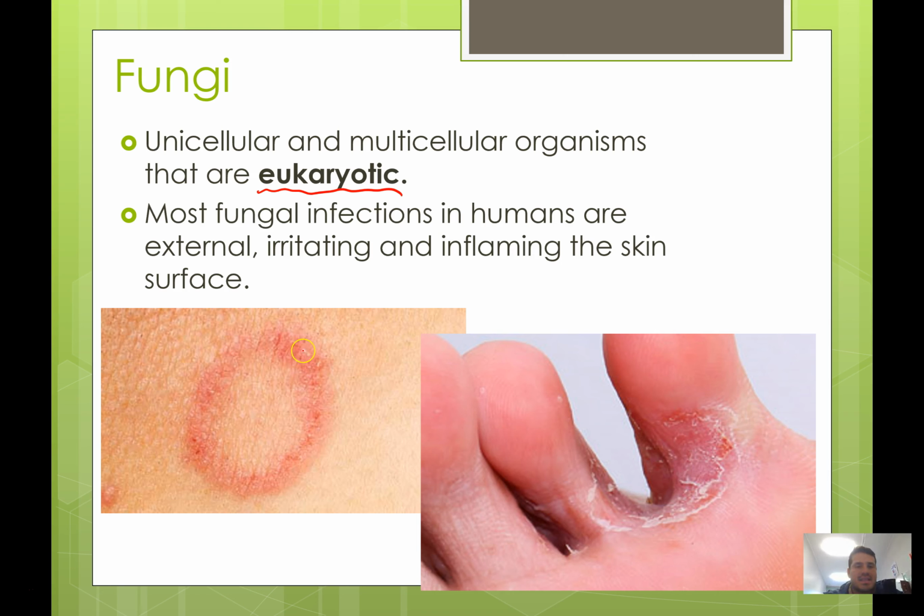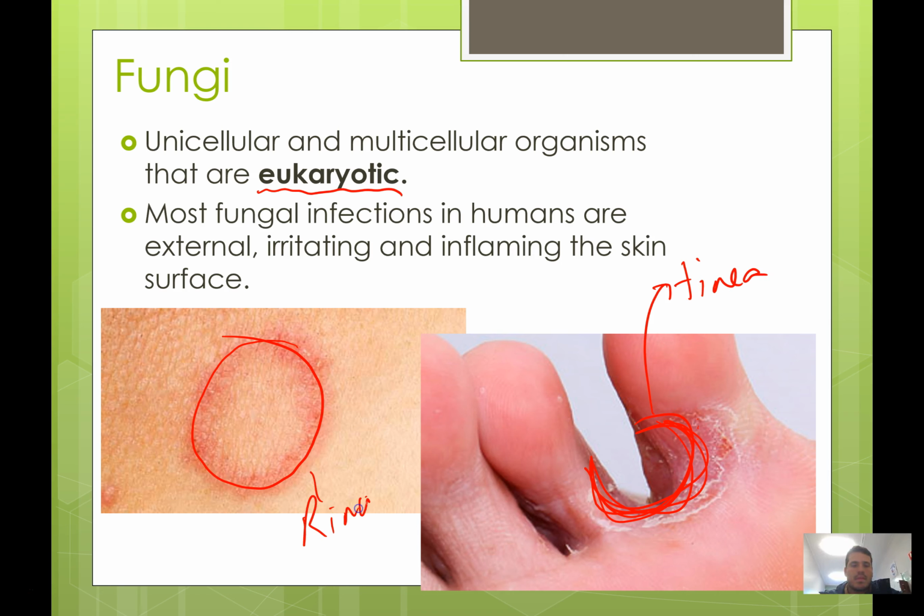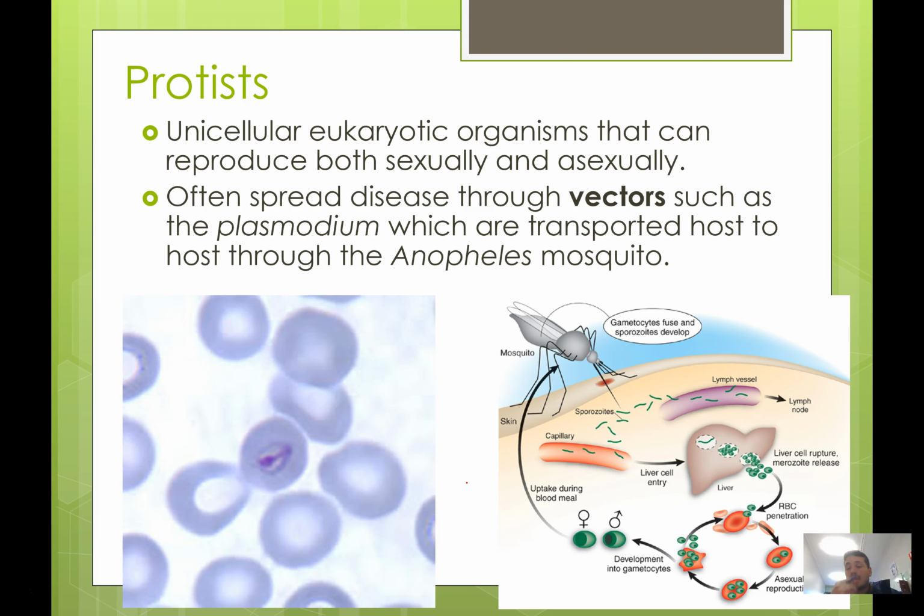A great example of this is if you've ever had a little ring on your skin like this. It's called ringworm, which ironically isn't a worm at all. It's actually a fungus. Or, I think everyone in the world gets this at some stage in their lives, this sort of blistering and whitish skin between your toes, that's called tinea or athlete's foot. So that's tinea, and that one is ringworm. Both different kinds of fungal infections.